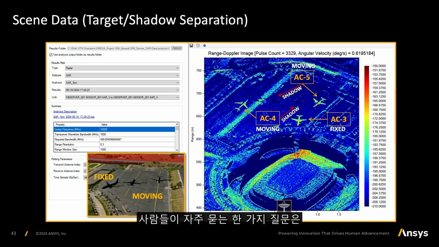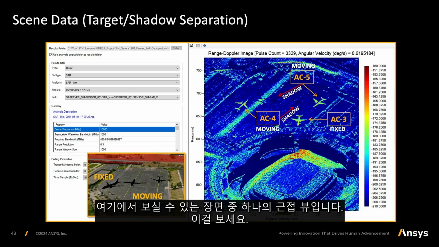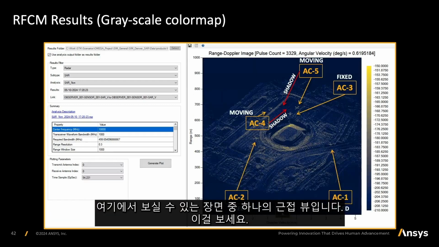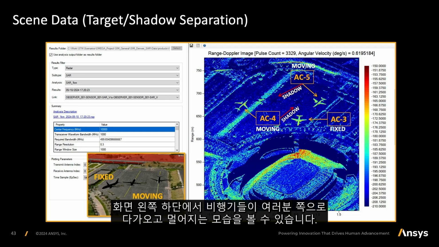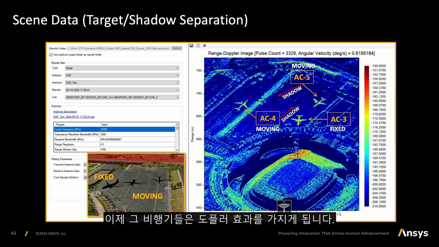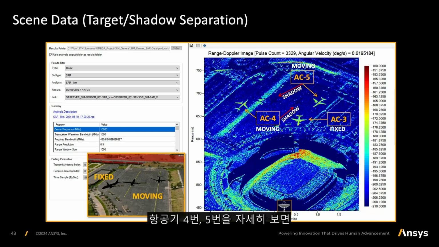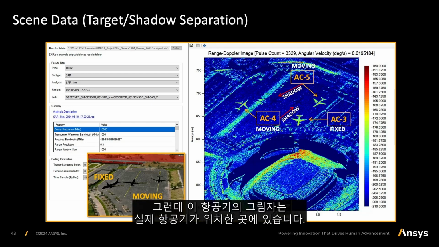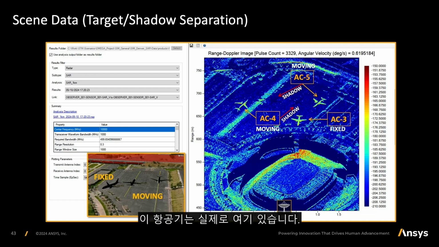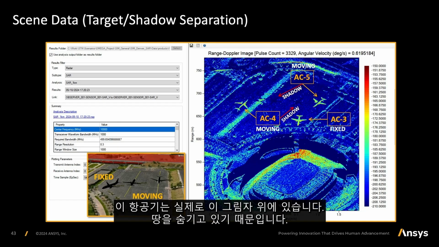The one thing that's really mind-blowing, and people ask, well, is your data good? Does it really represent reality? And this is where I mentioned before, this is a close-in view of the one scene you'll see over here. Watch this. You see the planes moving on the bottom left-hand side of the screen, coming towards you and away from you. Those now have Doppler. Every aircraft in a scene is off the ground and it casts a shadow. So when you look right now, aircraft 4, aircraft 5, they're actually moving. If you look at this part of the scene, you're going to see the shadow of this aircraft is where the aircraft is actually located. This aircraft is actually over here. This aircraft is actually over this shadow because it's hiding the ground.